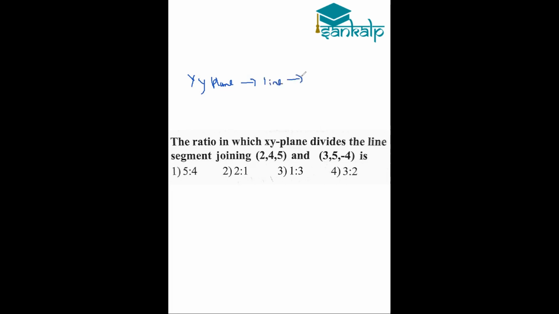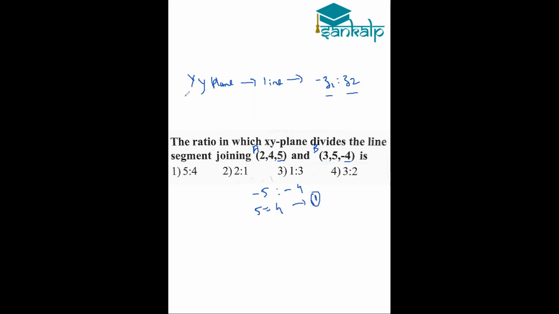The XY plane always divides the line joining 2 points in the ratio minus z1 is to z2. Here z1 and z2 are the z coordinates of the point A and the point B. The z1 value is 5 and the z2 value is minus 4, so minus 5 upon minus 4, and on simplifying we get 5 is to 4. So 5 is to 4, option 1 is the right option. Here we are making use of this result.